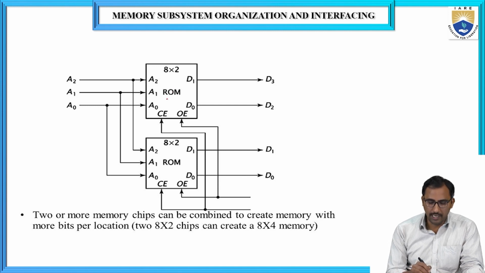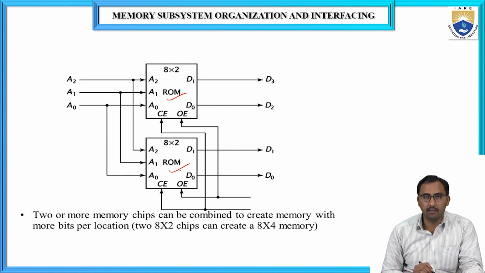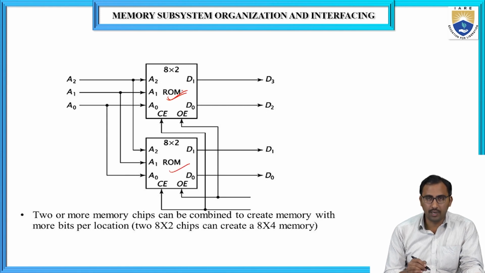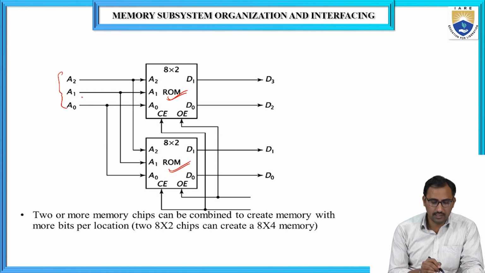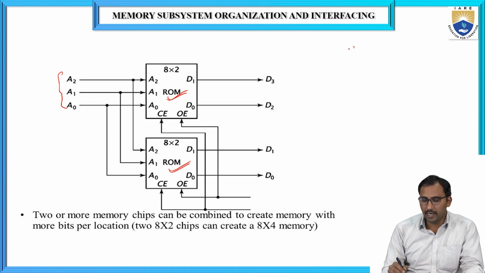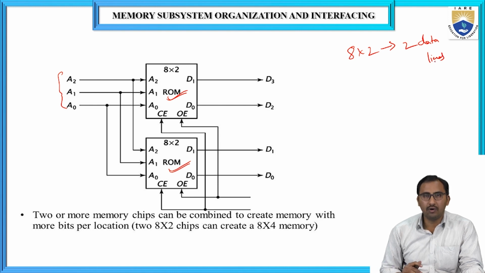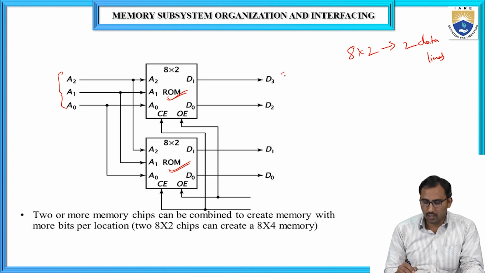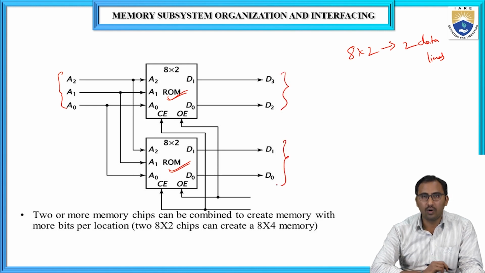So this is an 8 by 2 ROM chip, and this is another 8 by 2 ROM chip. This is called the upper ROM and this is called the lower ROM chip. Here it requires 3 address lines. With a single 8 by 2, we have 2 data lines. Here we have combined the two 8 by 2 ROM chips, so in total we have 2 plus 2, 4 data lines. That means in every memory location we can store 4 bits of data.